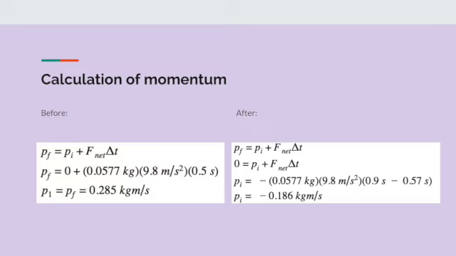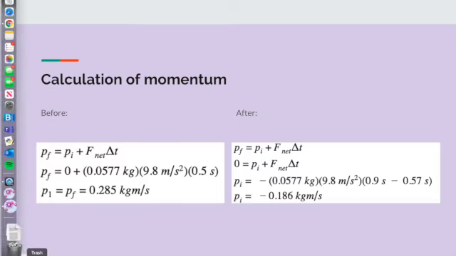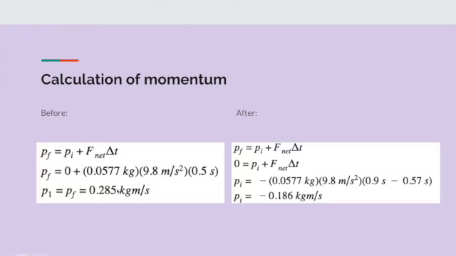So to calculate the momentum before the collision, the initial momentum is right as the ball is dropped, where the velocity is 0. The net force acting on it is only due to gravity, since I chose to ignore air resistance. The time taken for the ball to reach the ground was 0.5 seconds. Therefore, the momentum of the ball the instant before it collides with the ground was 0.285 kilogram meters per second.